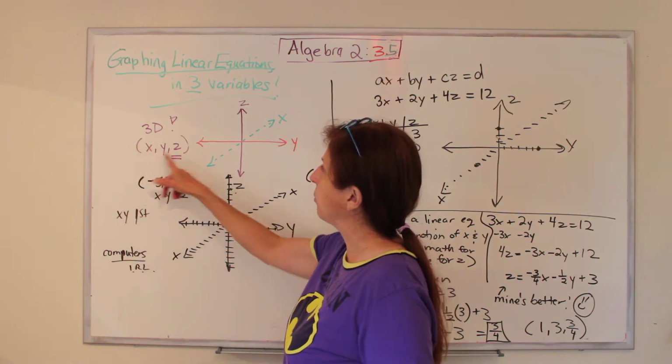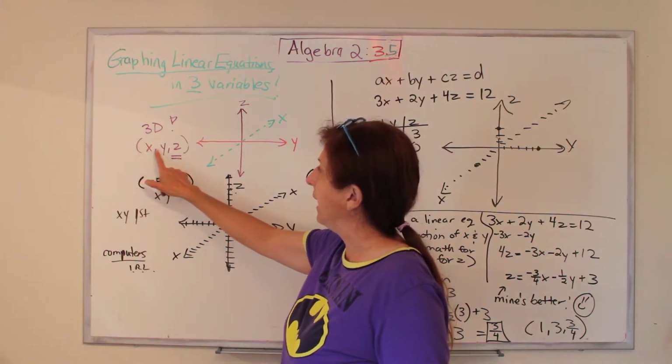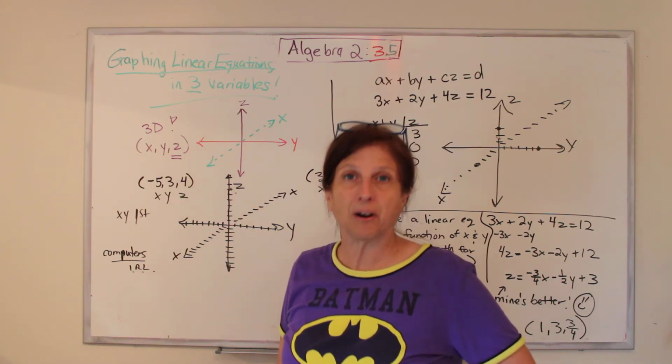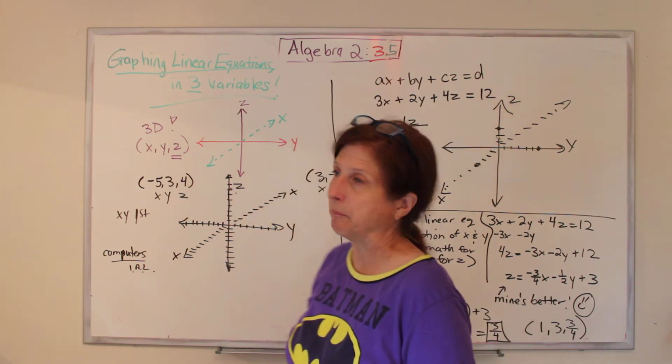So now instead of having an ordered pair, we can have an ordered triplet. X, Y, Z. Examine your zipper. Okay, that really was a lame math joke, wasn't it?